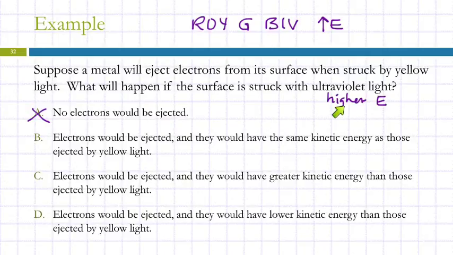The ultraviolet photons have more energy. This is a kid coming in to go to Disneyland with more money. He has more money once he gets in. They don't go in with the same amount of kinetic energy. So that one's not true. Electrons would be ejected, but they'd have greater kinetic energy than those ejected by the yellow light. Yeah, that's the true one. So the higher energy photon is going to pay the binding energy, and then the leftover goes into kinetic energy for the electrons. So this is the correct choice, and then this one is also wrong. Electrons would be ejected, but they'd have lower kinetic energy. That one's not true. Any questions?